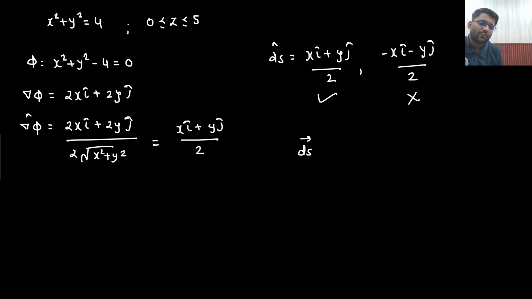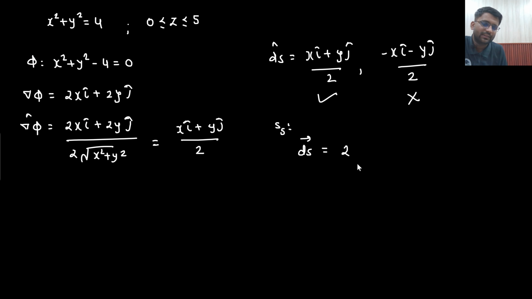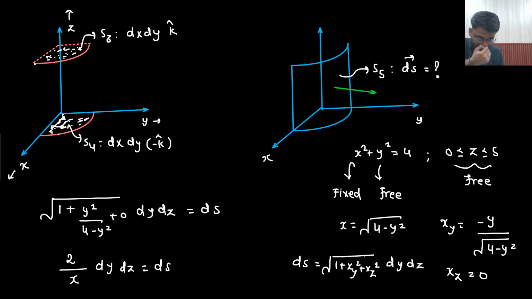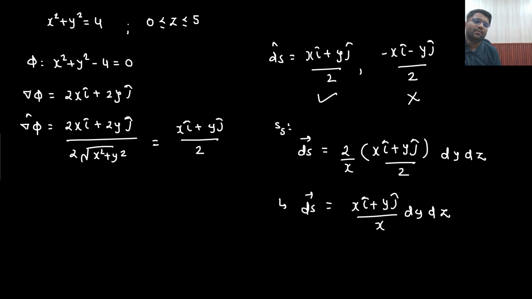ds vector for S5. For S5, what is the ds vector that you are getting? Sir, for S5, the ds vector that you are getting is 2 by x dy dz. So 2 by x. And what is the direction? Direction is x i cap plus y j cap divided by 2 dy dz. So what you are getting? ds vector is x i cap plus y j cap divided by x dy dz. This is the ds vector that you are getting for S5.